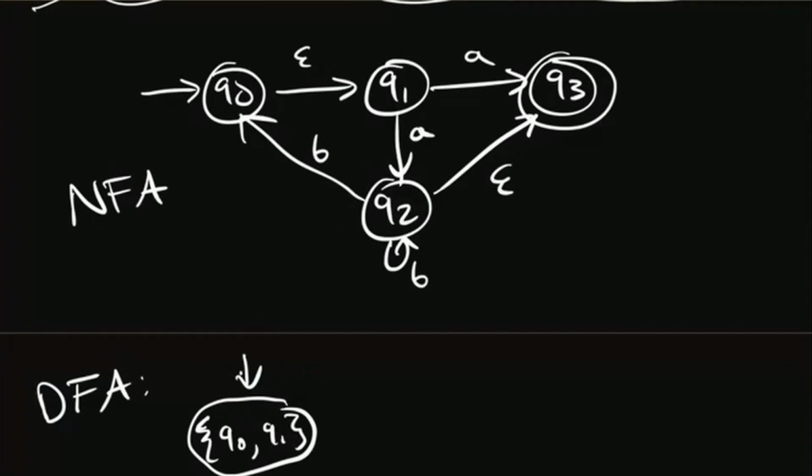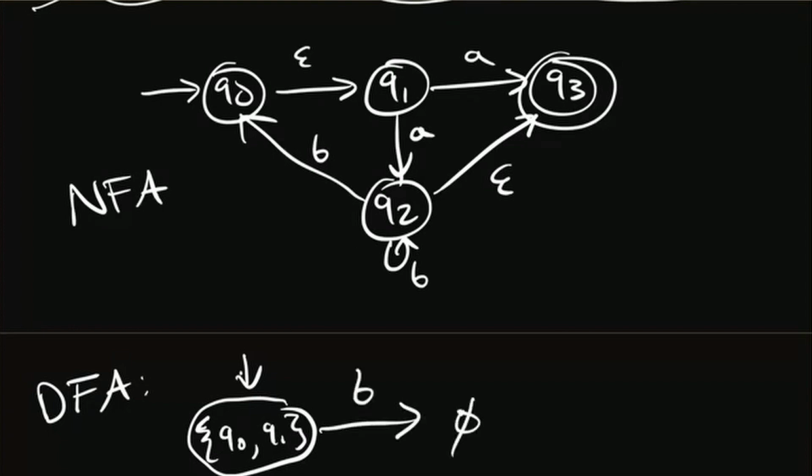Let's just say the characters in the alphabet are A and B. So where can I go from Q0, Q1? Let's make it simple. On B. Where can I go on B? Nowhere. Oh, what's that state going to be? Ooh, empty set.